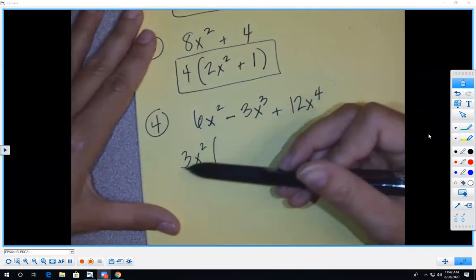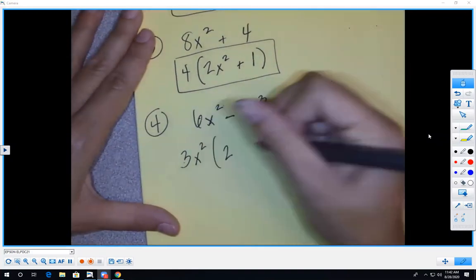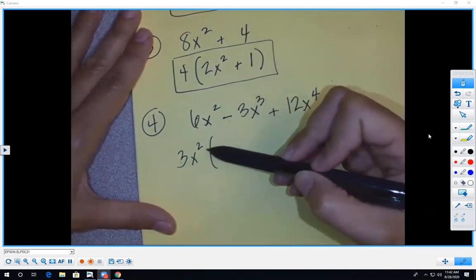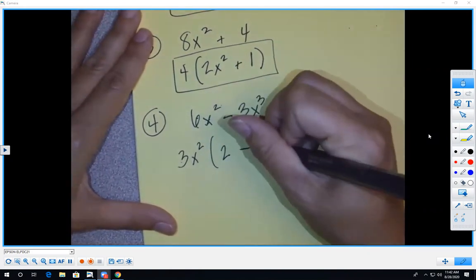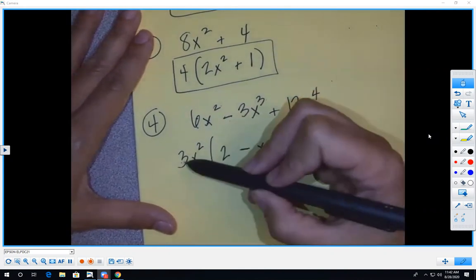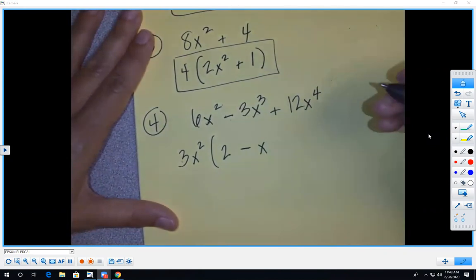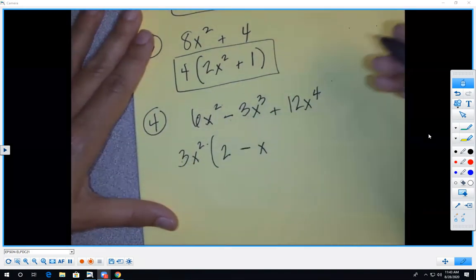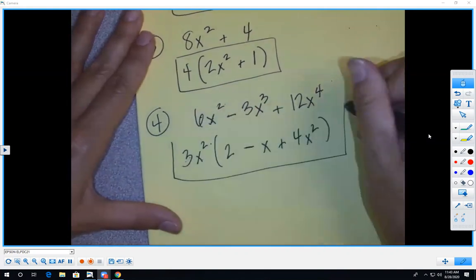What's 6x squared divided by 3x squared? 2. What's negative 3x cubed divided by 3x squared? Just an x, and then you put a minus sign. You could put minus 1x. You could just put minus x. It's up to you, whatever you want to do. Again, 3 divided by 3 is 1. I had 3 x's. I took 2 out, so I have 1x left over. Okay. And then 12x to the 4th divided by 3x squared? 4x squared. And that is your answer.